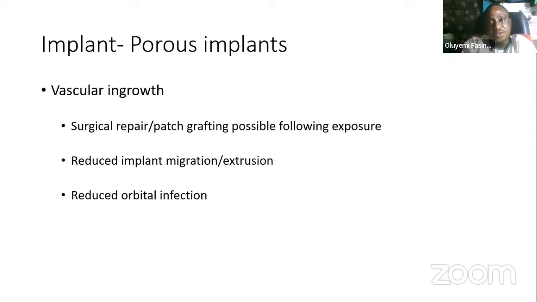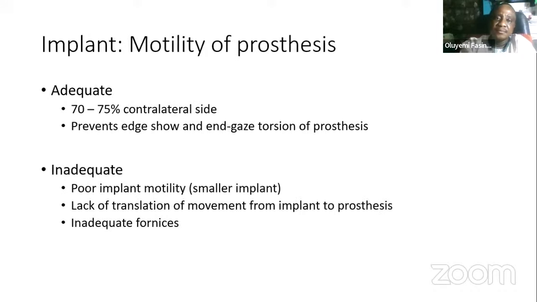Also, there is reduced orbital infection because you're talking of vascularity that's much better in this kind of implants. When I talk of adequacy or the motility of the prosthesis over the implants, when you have about 70 to 75% movement compared to the contralateral side, that is quite adequate.